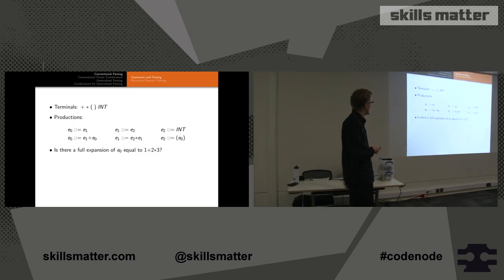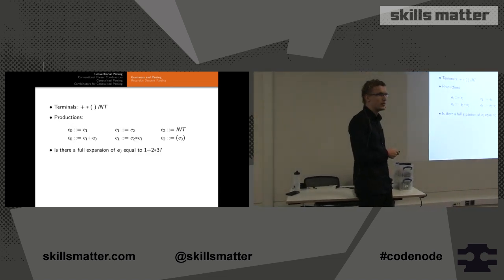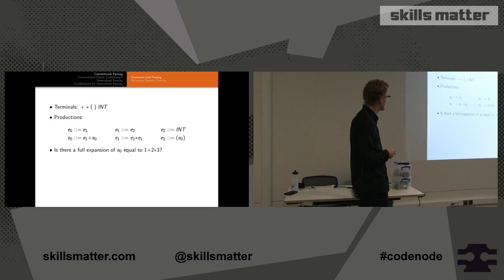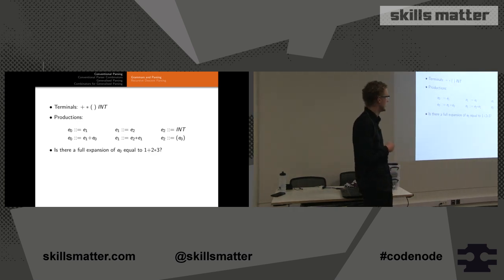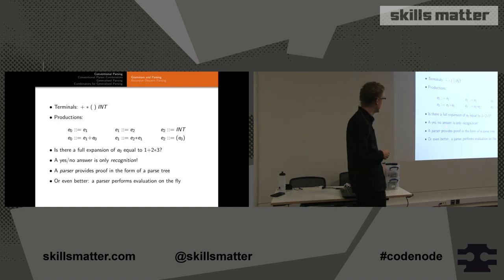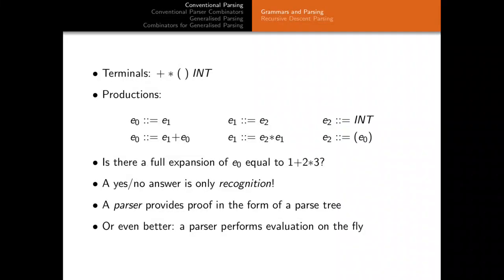So here's a small example of a grammar just for basic arithmetic expressions. So we have a number of productions here. I've written the terminals on top. And now we can ask a question like, is there a full expansion of E0 into this string? If I were to answer this question with yes, which I should, then this is only recognition. But rather I would like to provide a proof of some sort that this is indeed the case.